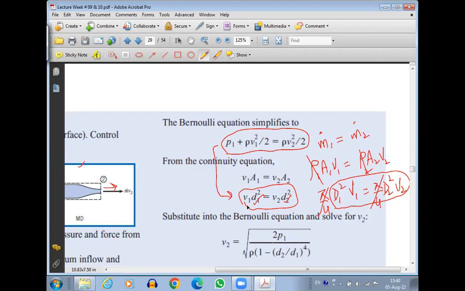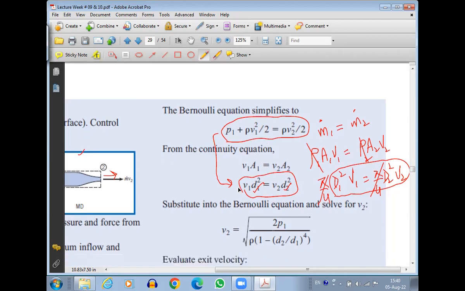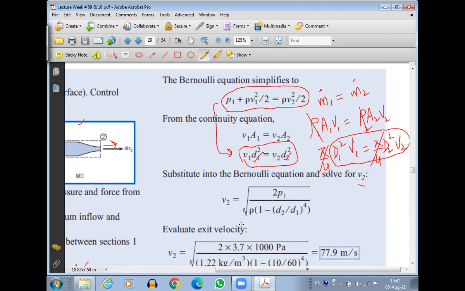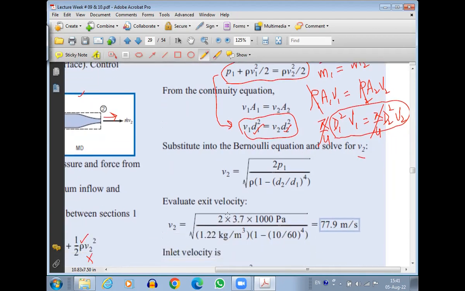The way will be that we find, let's say, v1 from this equation, substitute it into the other equation, and then find v2. So the formula becomes like this. When solving it for v2, we get v2 equals the square root of 2p1 over rho times 1 minus (d2 by d1) to the power 4. Okay. So here we know all these variables. We know p1, we know density, we know d2, d1. So we can find the velocity v2.